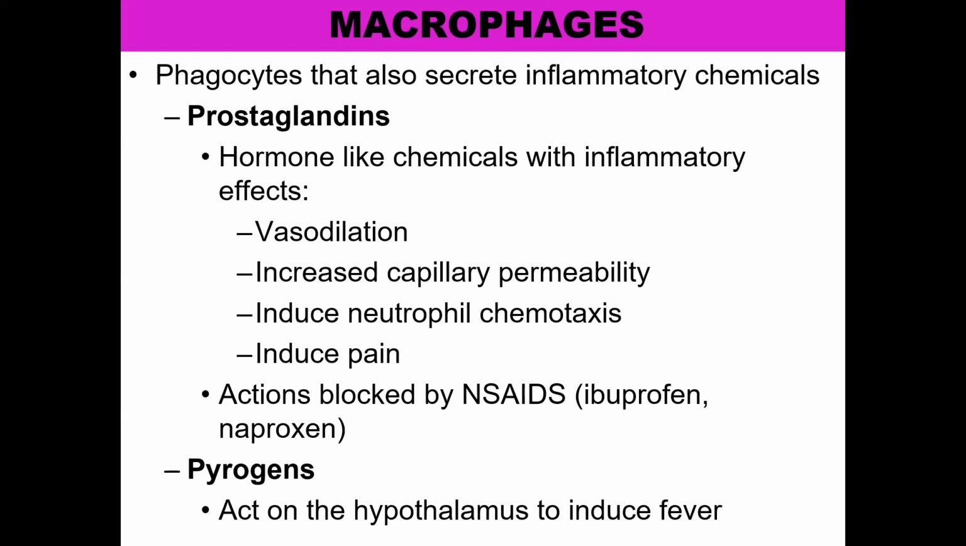Pyrogens are a different kind of inflammatory chemical. They are going to go to the hypothalamus and tell the hypothalamus to raise body temperature and create a fever. The idea is that fever is also protective. A lot of times we think about inflammation and fever being bad things that happen, but they're actually signs that your immune system is working, and we kind of want to let them do their job.